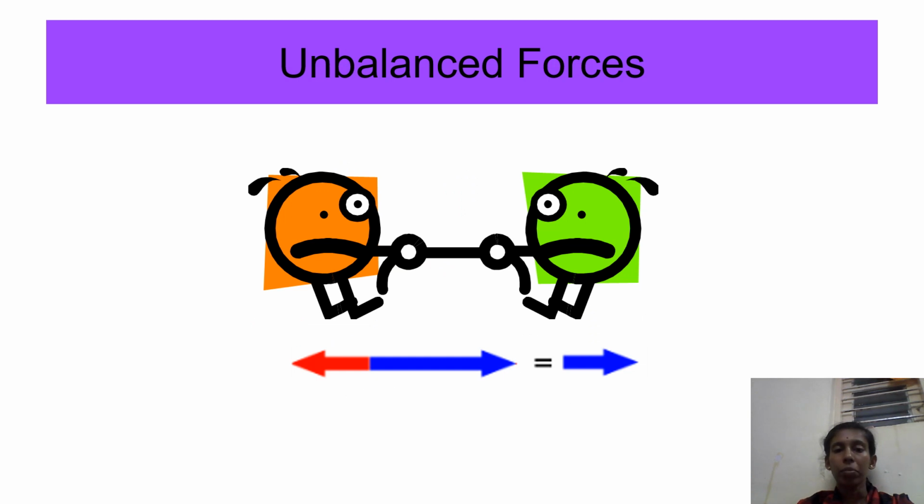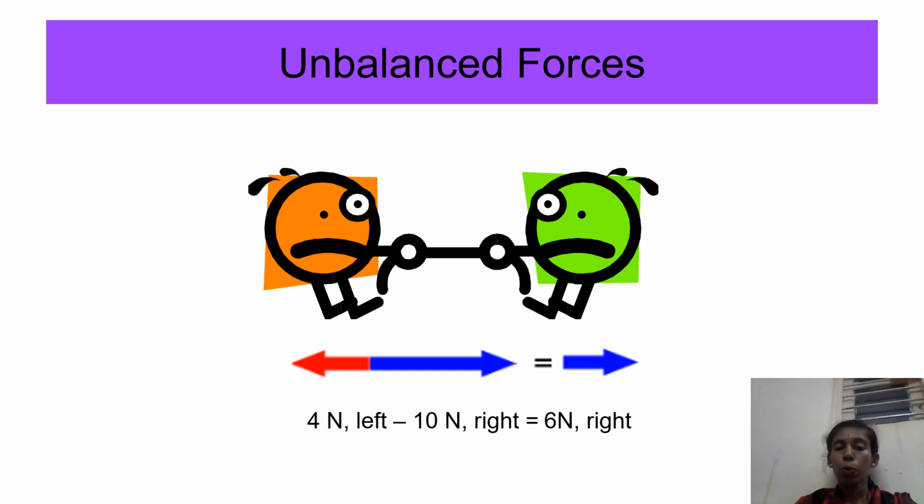At the same time, here is another example for unbalanced forces. 4 Newton force from the left side and 10 Newton force from the right side. What about the net force? The net force becomes 6 Newton to the right side, because more force acts on the right side, so the direction becomes right side.